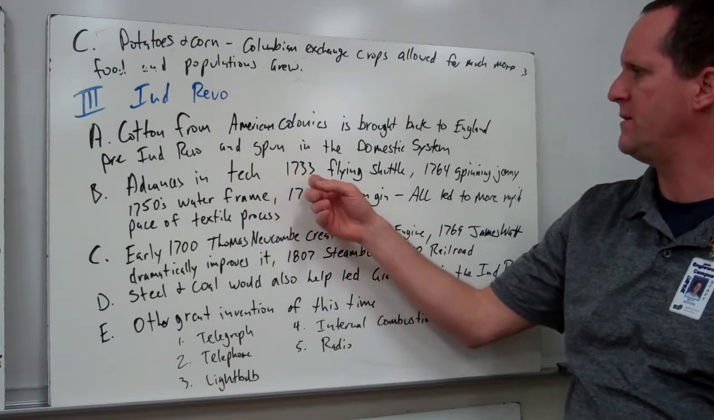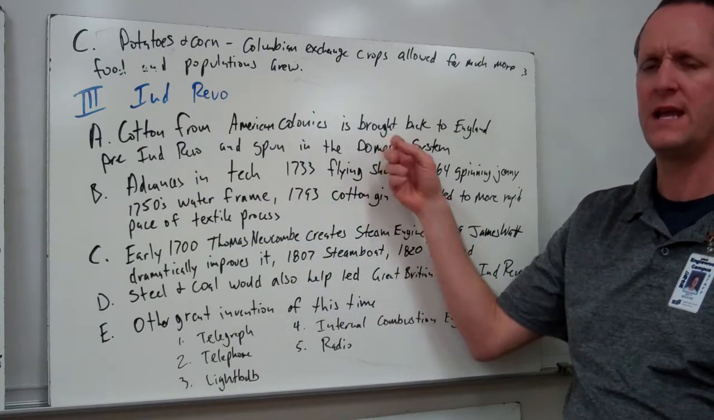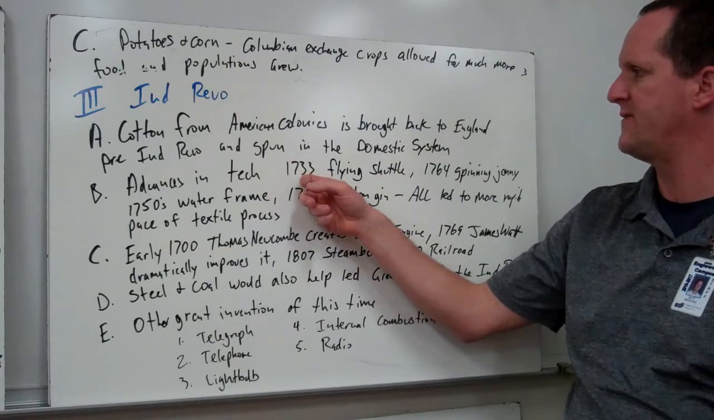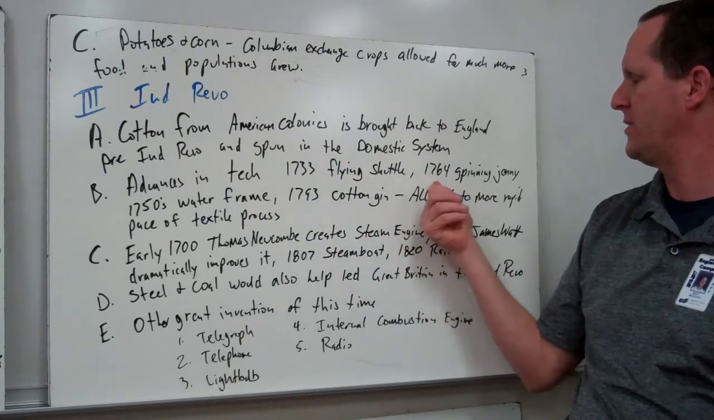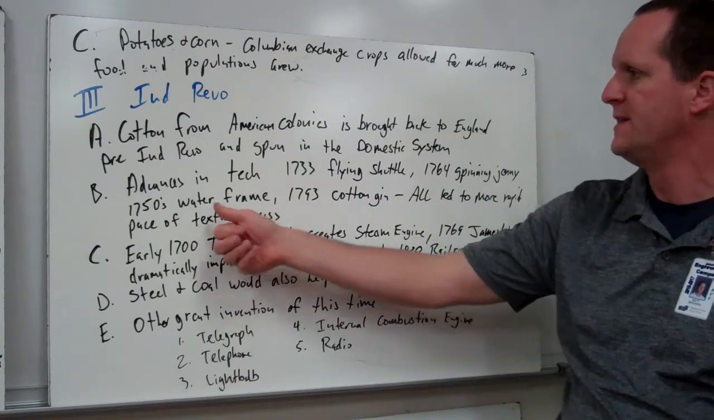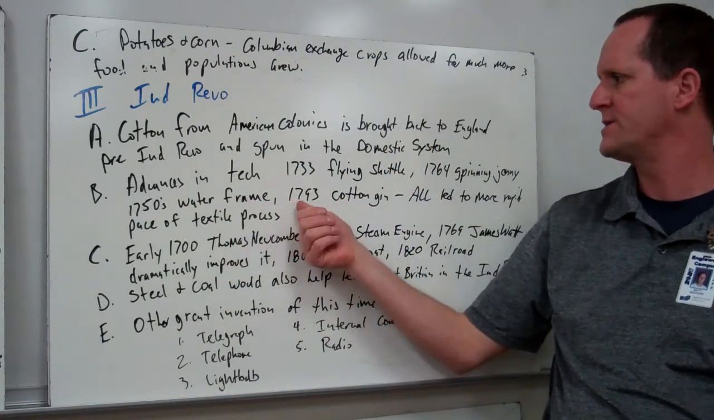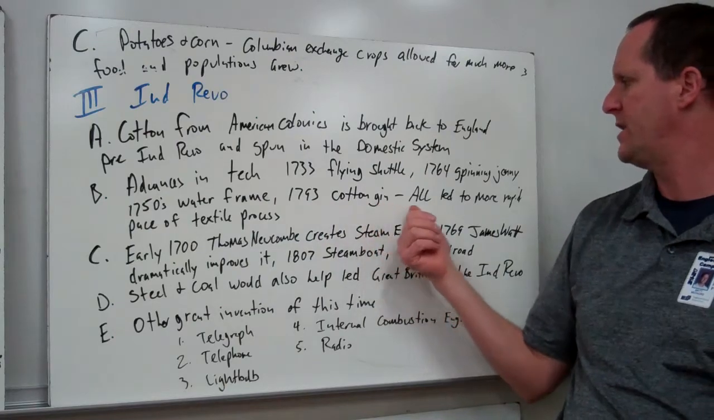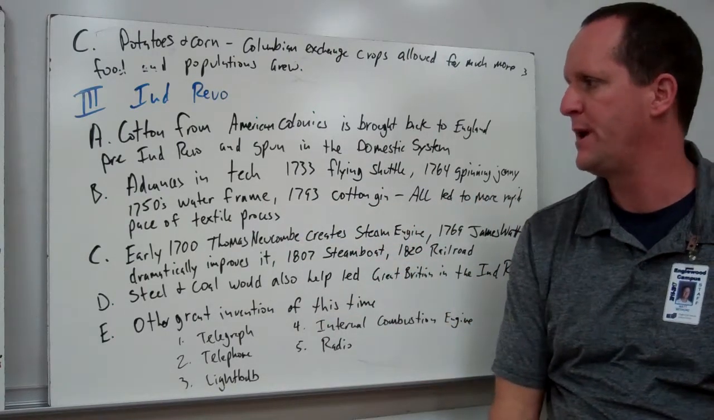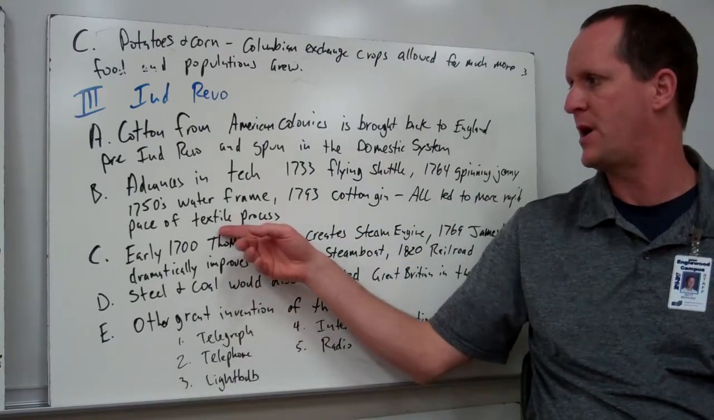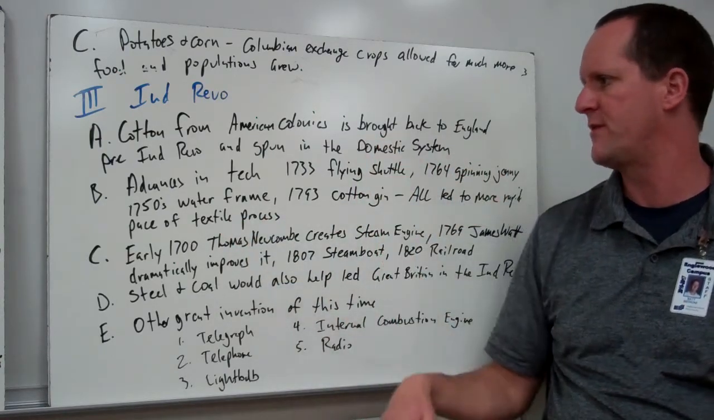Advances in technology kind of negated this domestic system. 1733 had the flying shuttle, 1764 the spinning jenny, 1750 the use of water frame or water to move these mechanisms, 1793 had the cotton gin, all led to a more rapid pace of the textile process. And the textile process is what pushed the Industrial Revolution forward.